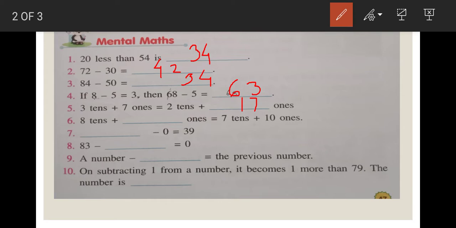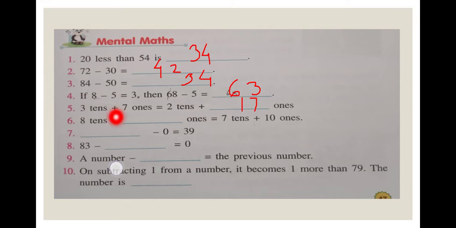Now in the same way, number 6. Number 6 is 8 tens plus dash ones. So 8 tens means 80. Now here 7 tens means 70, and 10 ones means 10. So here 7 tens plus 10 ones will be how much? 80. So here 8 tens is becoming 80. So how many ones should it be?